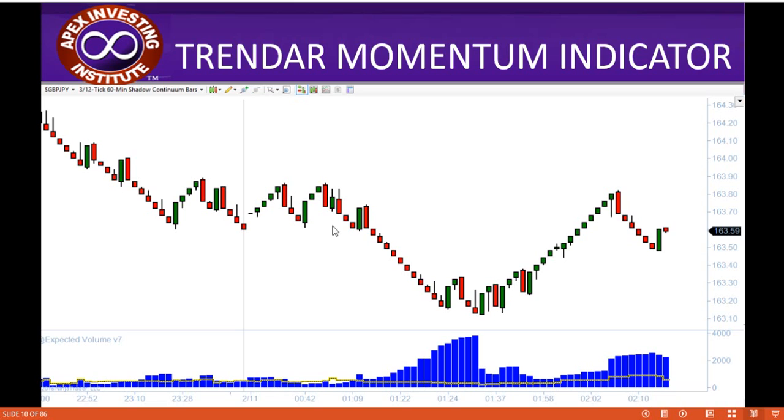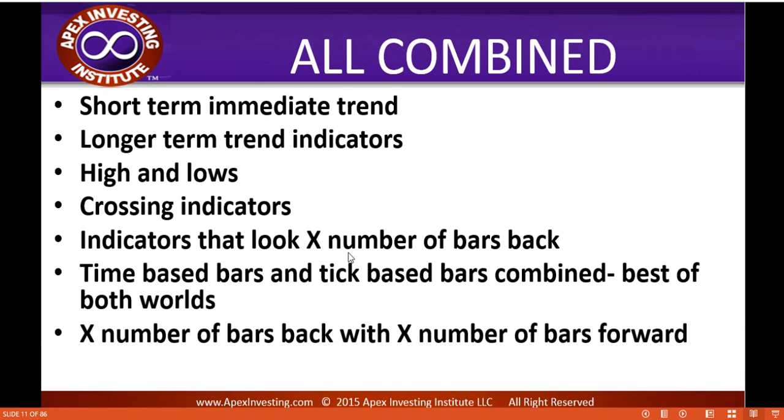Market kind of chops around. What happens is volume starts to build, especially as it starts to stair step higher and higher than expectations. Get a little bit of movement there sometimes, right? Or as volume again starts to build and gets a little higher, kind of a movement, kind of a trend. Okay, so that's the expected volume indicator.